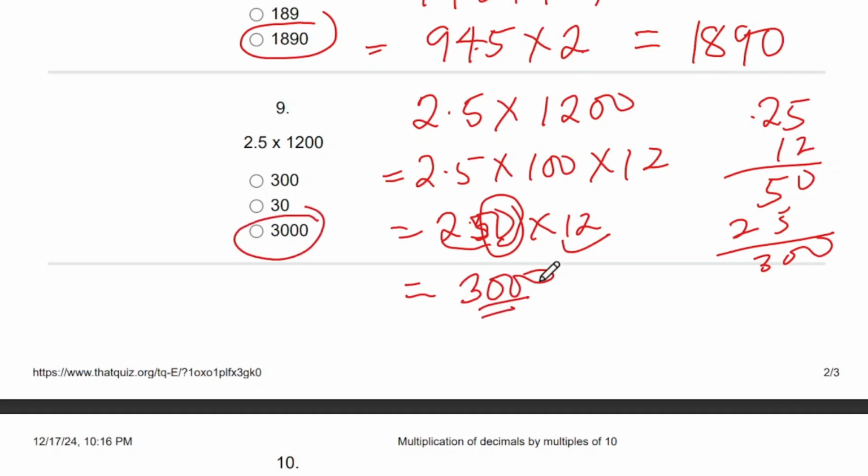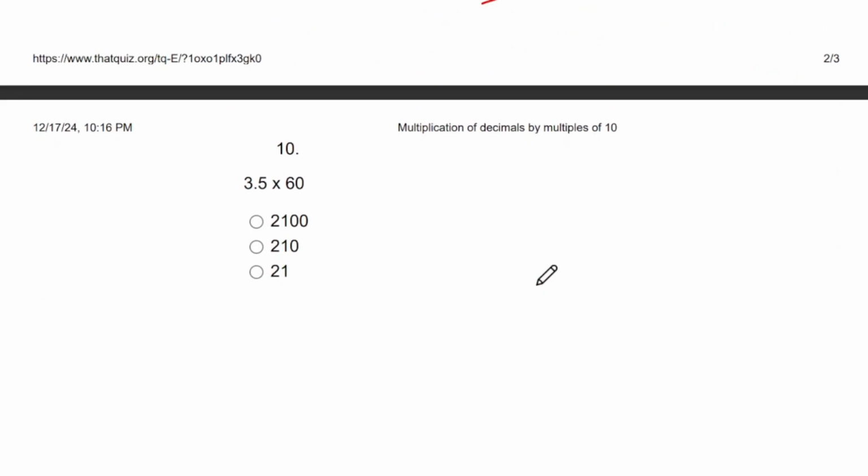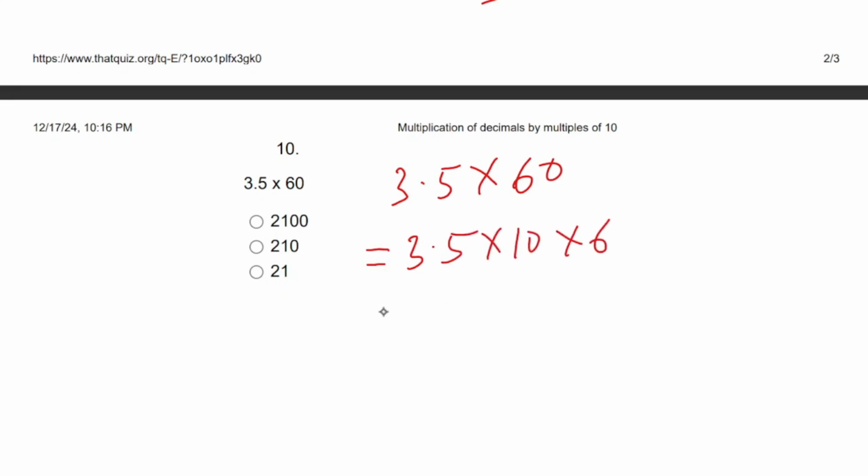So the last question we have here is this: 3.5 times 60. So that will be 3.5 times 10 times 6. So this gives 35 times 6. So 6 times 5 is 30. 6 times 3 is 18, plus 3, that gives 21. Sorry for that. That is 21. So 210. So the answer is this.